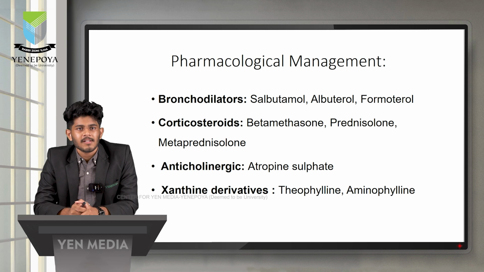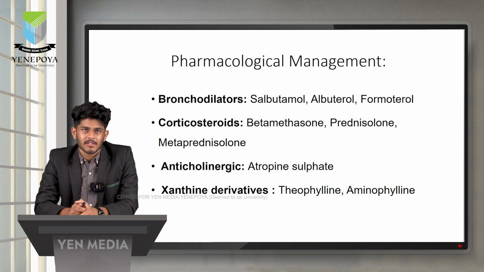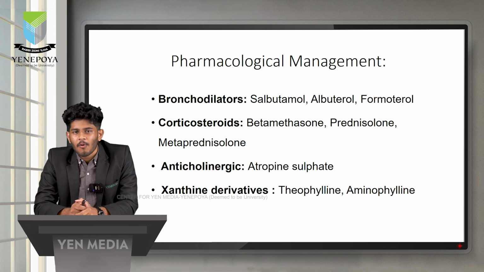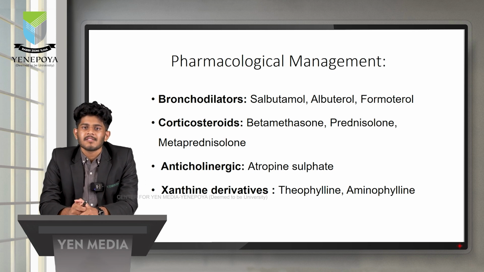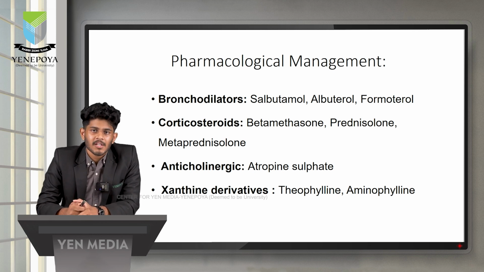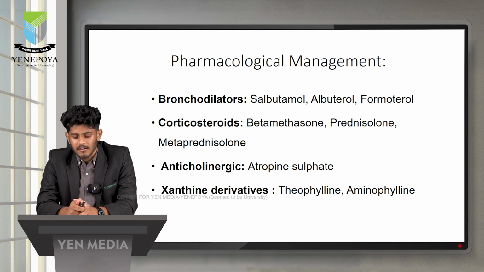Bronchodilators, corticosteroids, anticholinergics, xanthine derivatives. The main objective of these 4 drug groups is to open up the airways and improve the breathing. Bronchodilators are given as a first line treatment for COPD, which includes salbutamol, albuterol, and formoterol. Corticosteroids are given to reduce inflammation, which includes betamethasone, prednisolone, and methylprednisolone. Then anticholinergic, atropine sulfate, and xanthine derivatives, theophylline and aminophylline.